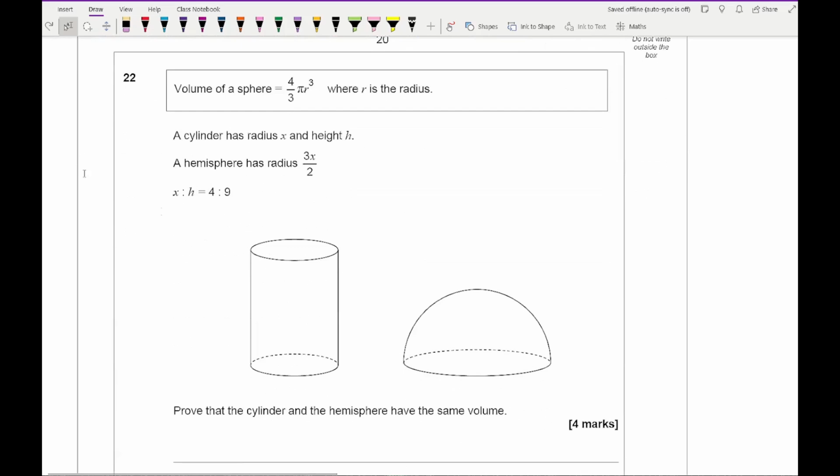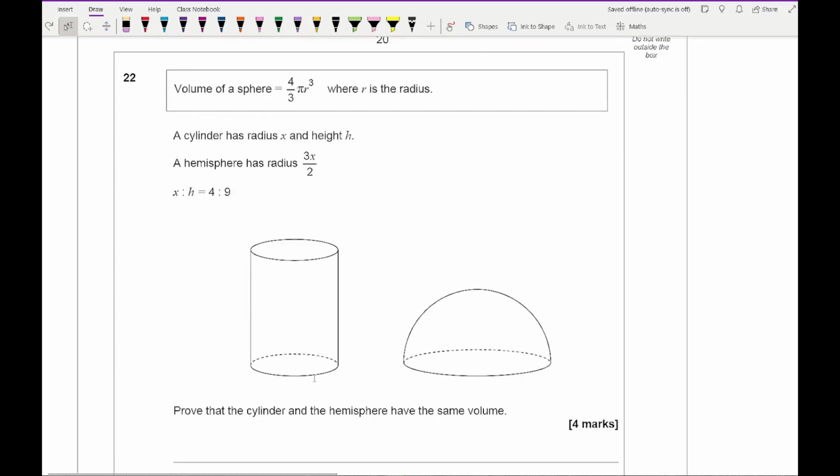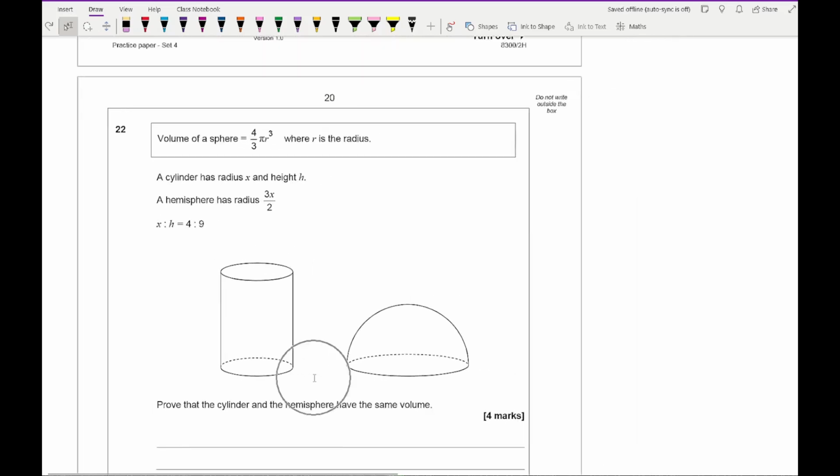Moving on to question 22, it says the volume of a sphere is 4/3 pi r cubed. A cylinder has a radius of x and a height of h. The hemisphere has a radius of 3x over 2. x to h is in the ratio of 4:9. Prove that the cylinder and the hemisphere have the same volume. So for this particular question, which is our last one, let me just zoom out so we've got a bit of space.